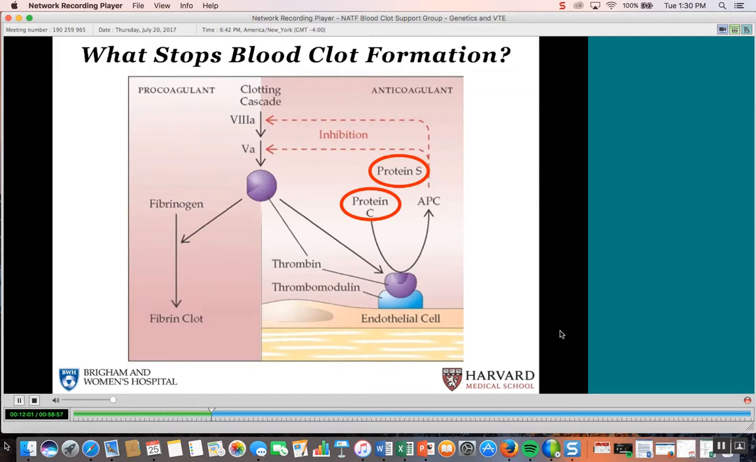Now, I am highlighting protein S because protein S is a necessary cofactor. It helps the activity of protein C. As you can see in green here, we have this APC, which stands for activated protein C. And then on the left we have factor 5A, the one that I mentioned earlier. So activated protein C inhibits factor 5A. This is a very strong inhibitory effect that is also one of the possible abnormalities at the genetic level.